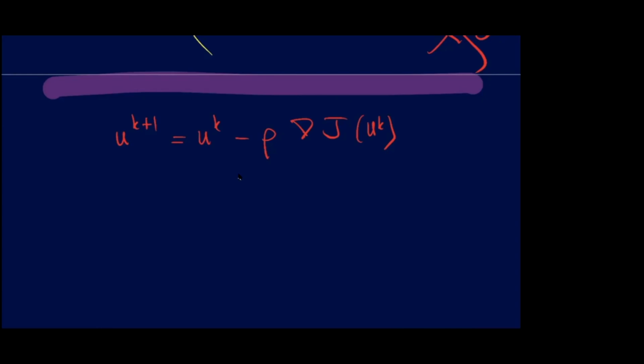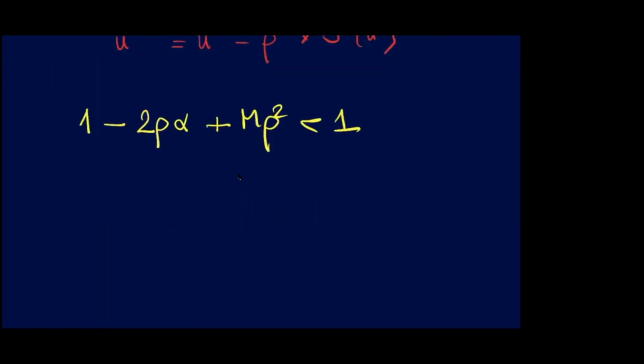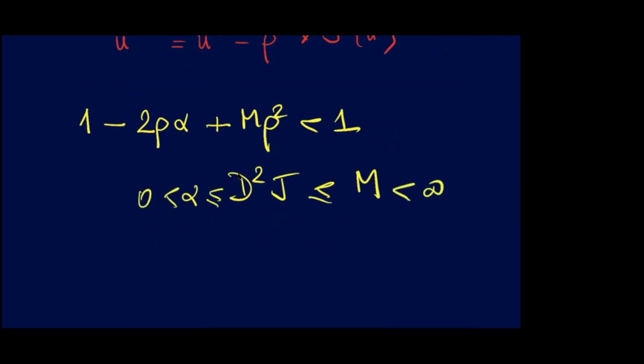I think it was something like, I needed 1 minus 2 rho alpha plus m rho squared to be less than 1, right? That was the condition. But here, when I am doing this, I'm just using the upper and lower bound on the Hessian of J everywhere, right? So this is a very conservative way of doing it. Analytically, this is the way to prove that the gradient descent algorithm converges.